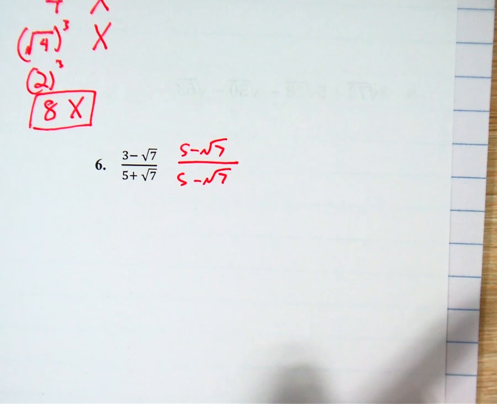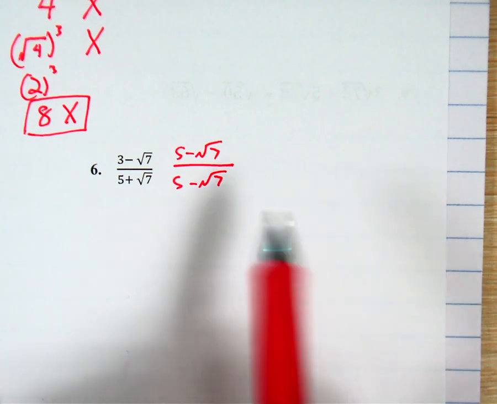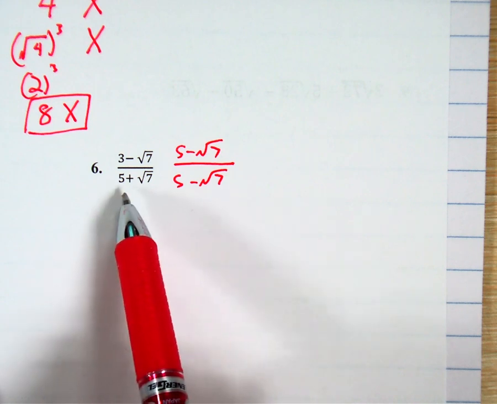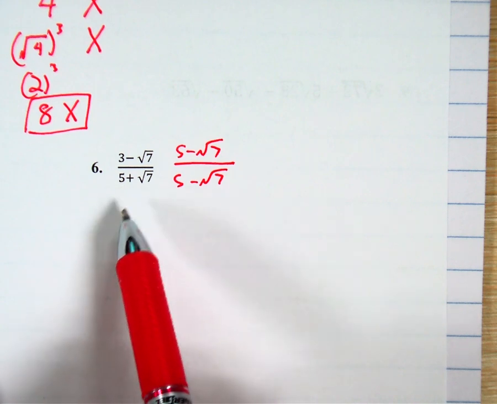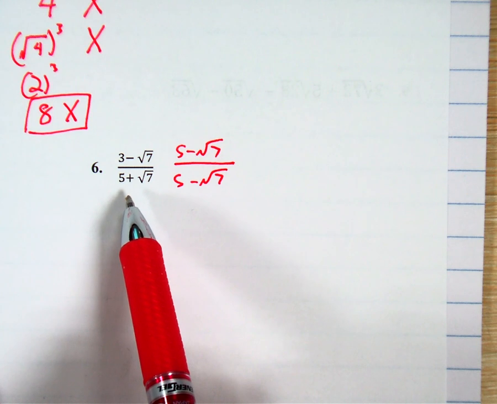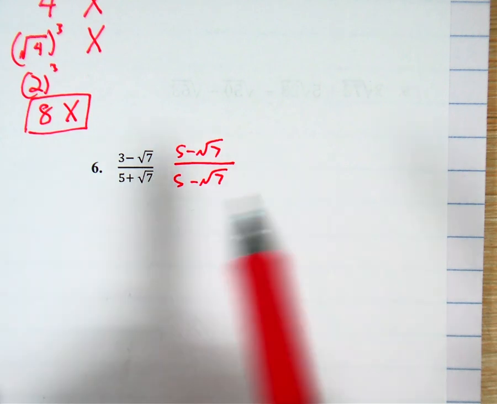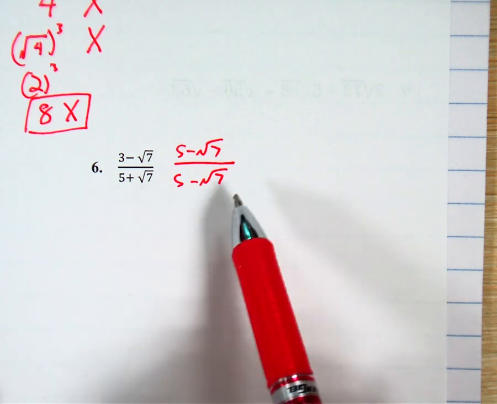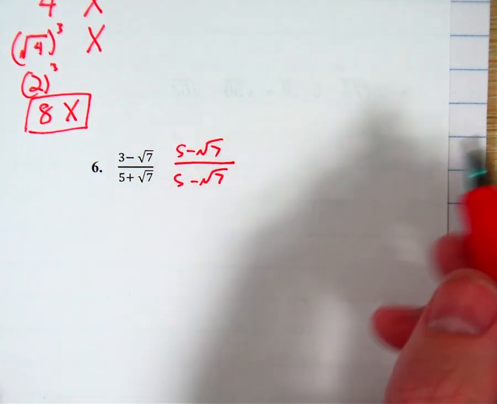If you rewind your brain a little bit, this should go all the way back to difference of squares. Remember your difference of squares factoring? If it was like x squared minus 9, you do x plus 3, x minus 3. So that's kind of what we have going on here. 5 plus radical 7, 5 minus radical 7. That's why this works out.